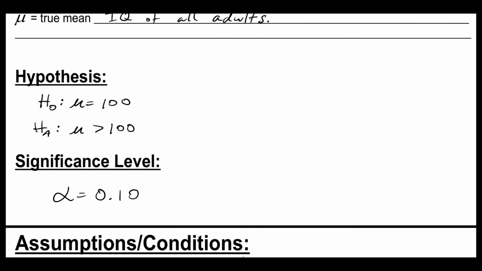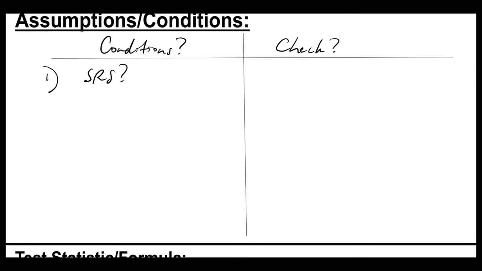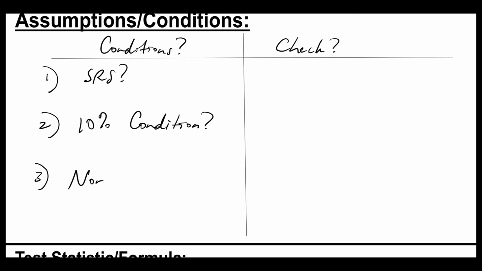Okay. All right, assumptions, conditions. Let's see. So we have 3. We always have 3. Assumption or condition number 1, SRS. Number 2, 10%. Number 3, normality. Okay. So the sample was 10, right? You said N is 10. Does it say how they were gathered? Perfect. Stated.